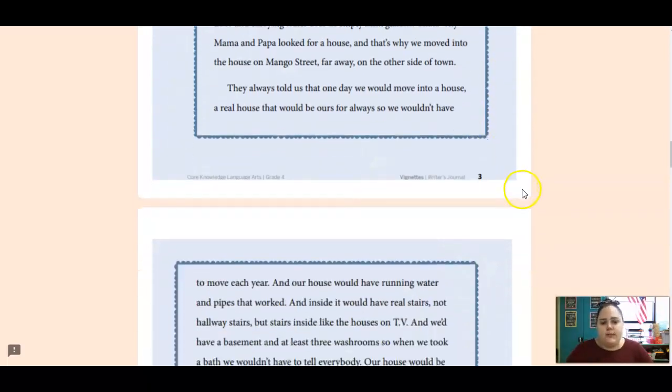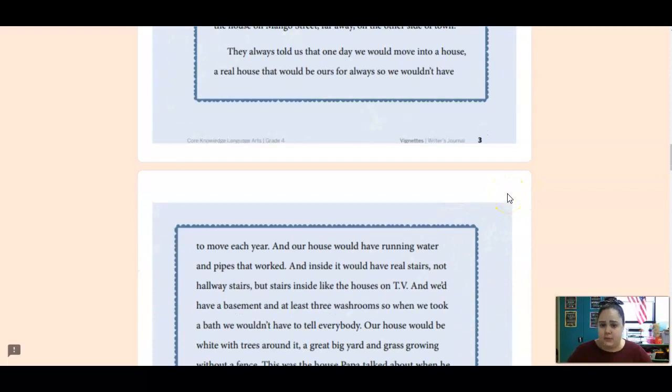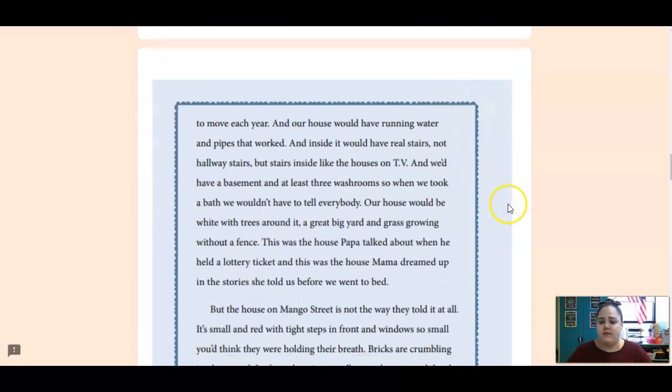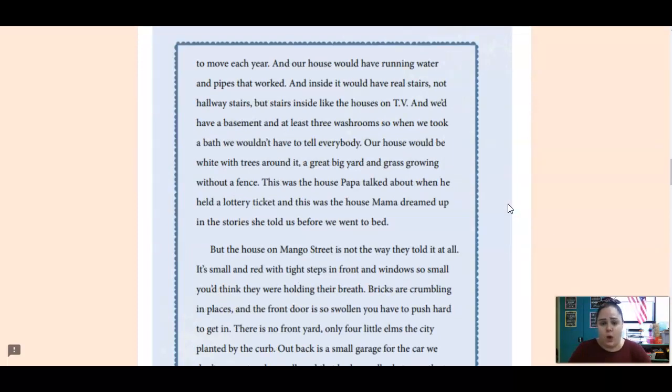They always told us that one day we would move into a house, a real house, that would be ours for always, so we wouldn't have to move each year, and our house would have running water and pipes that worked. And inside it would have real stairs, not hallway stairs, but stairs inside like the houses on TV. And we'd have a basement and at least 3 washrooms, so when we took a bath, we wouldn't have to tell everybody. Our house would be white with trees around it, a great big yard and grass growing without a fence. This was the house Papa talked about when he held a lottery ticket, and this was the house Mama dreamed up in the stories she told us before we went to bed.